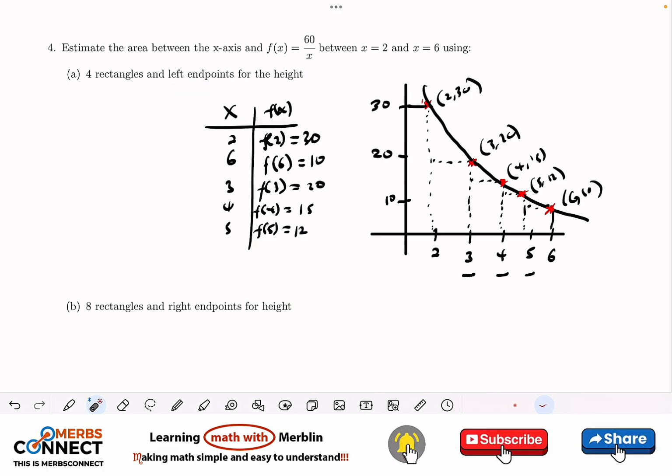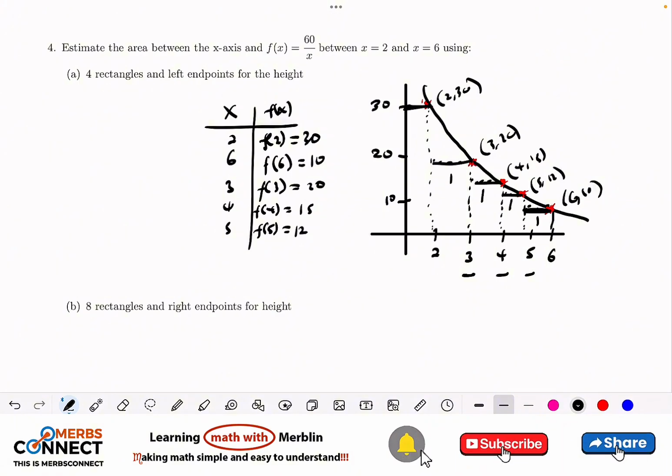So remember the left-ended is always down here, right? We need to go down, down, down, down, and down, right? So that is what we are going to get for the left-ended. So what will be the distance between the change in time? So 6 minus this one is going to be 1. This one is going to be 1. This one is going to be 1. This one is going to be 1.